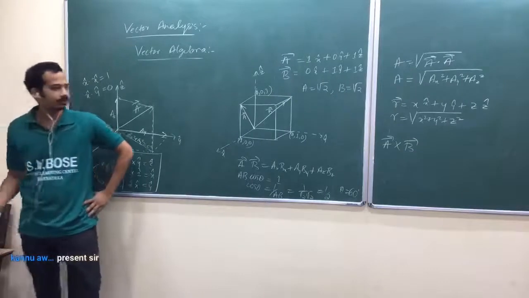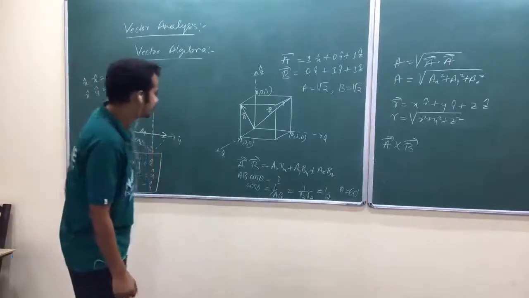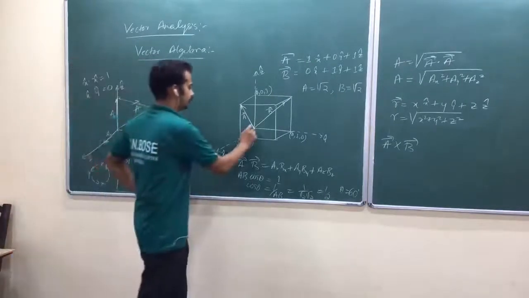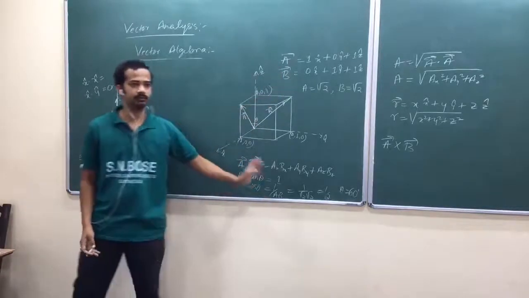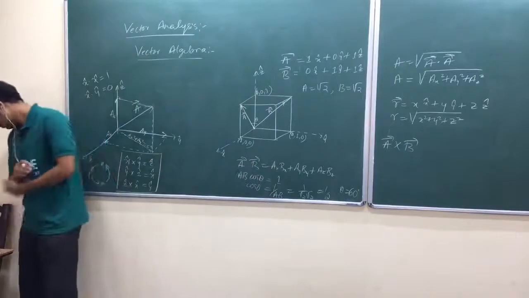That's why we can use the dot product to find the angle between any two vectors. If you know the coordinate form of those vectors, you can quickly find the angle between them. Okay.